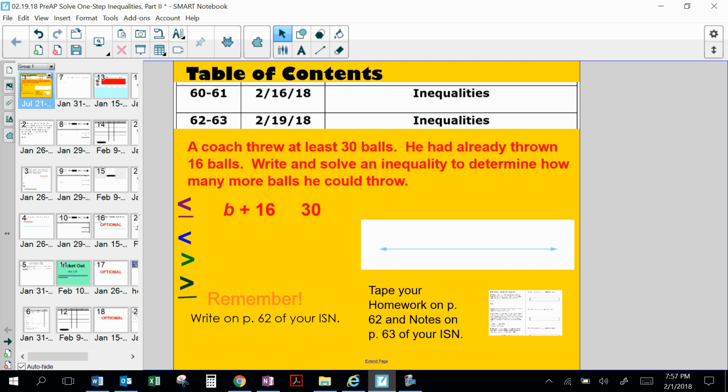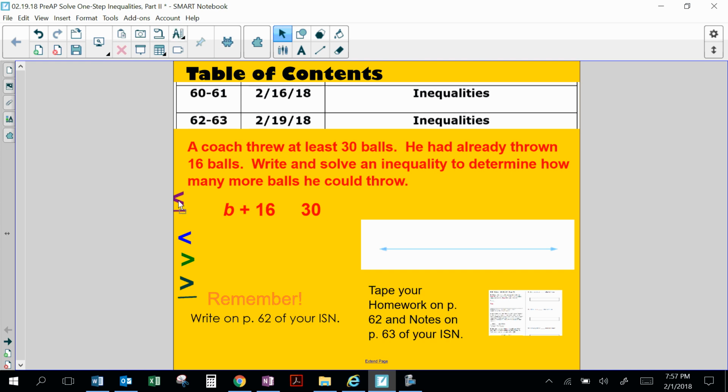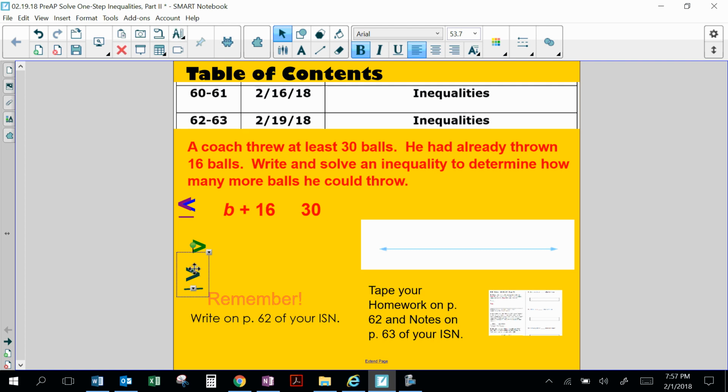That means, what does that mean? 30 is the least amount of balls he can throw. So if that's the least amount, can he throw more or less than? More. So which one of these shows more? Nope. Nope. It's either one of these. But can he throw 30 though? 30 is the least amount he could throw. But he could throw 30, so we know it's going to be equal. So it's going to be this one. Remember, for those who are having issues with more than and less than, this side is more than this side.